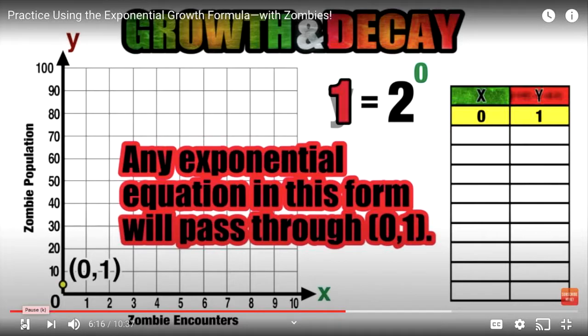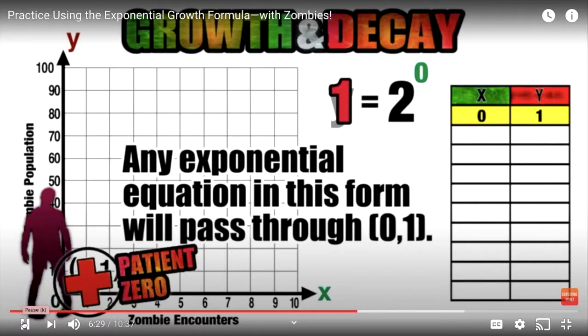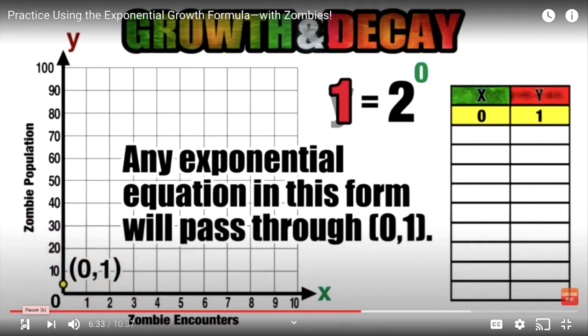So these kinds of graphs do not pass through the origin. They always pass through the point (0, 1). And we can reinforce this concept by thinking about that term, patient 0, being assigned to the first person who gets infected. Again, because anything to the 0 power is going to be 1.